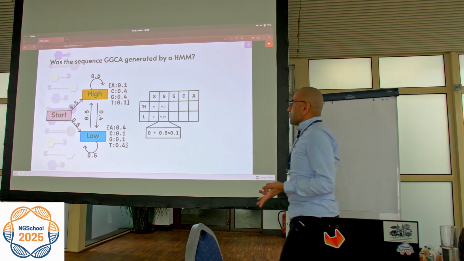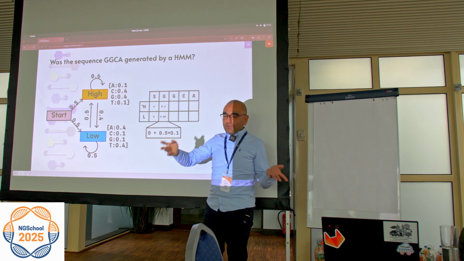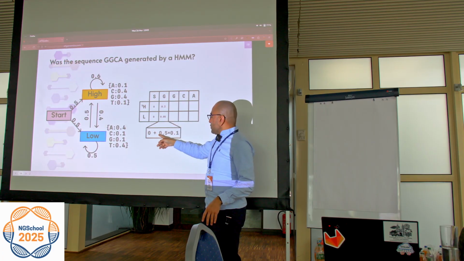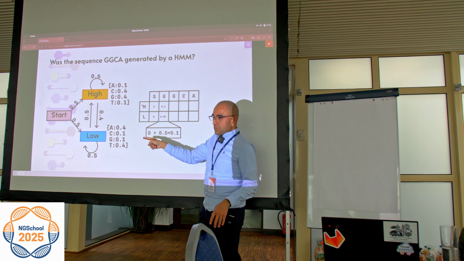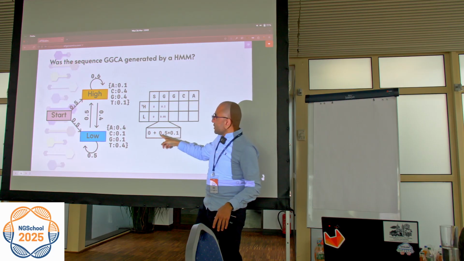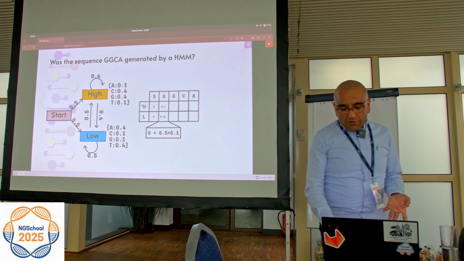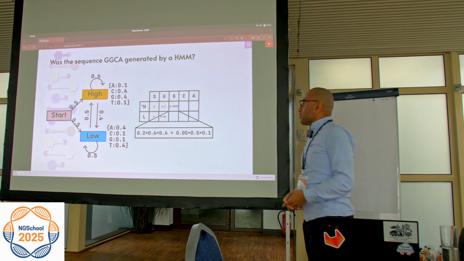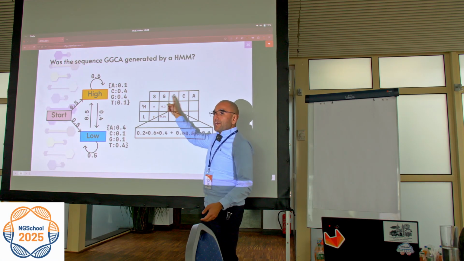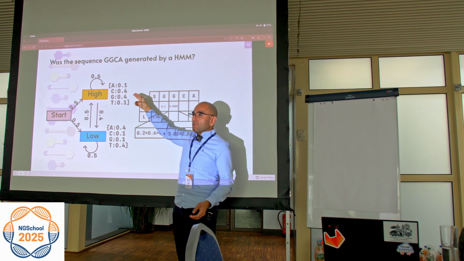If we calculate the probability of G being emitted by L, we have 0, the probability of G emitted by start, which is 0. And then we sum the probability of transition from start to low, and multiply by the emission probability of G given low, in this case 0.1. And then we move on across the sequence. What we need to do is take the previous probability and keep adding on the probability of this nucleotide being emitted by this particular state.